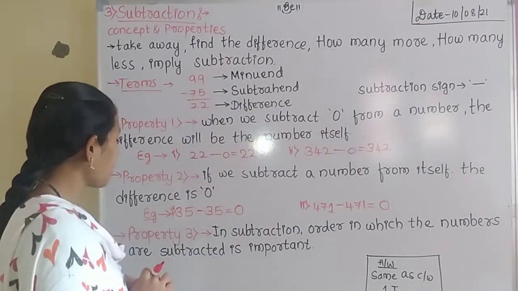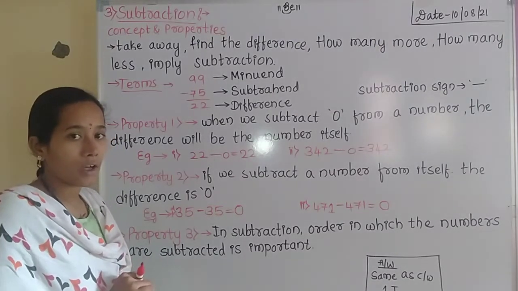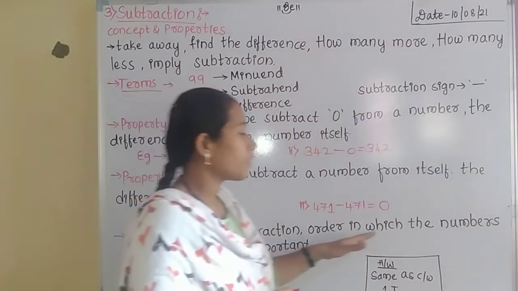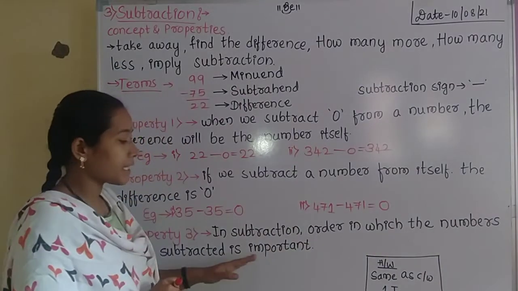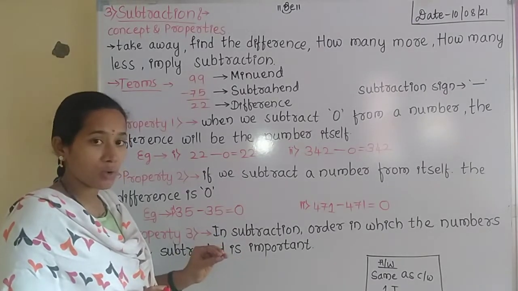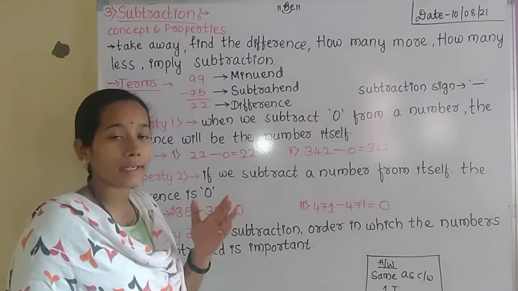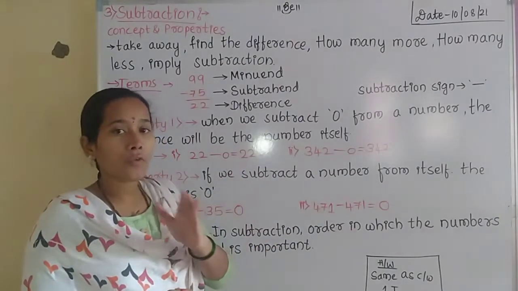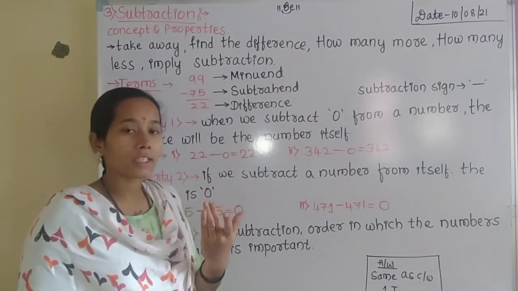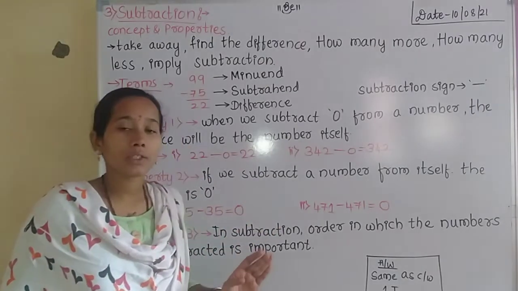Then the third property is the most important property, related to the order of the terms of subtraction. See, property 3: in subtraction, the order in which the numbers are subtracted is important. Okay, in subtraction only, but not in addition. In addition, the order property holds good. You already know that one: 3 plus 4 is equal to 4 plus 3. When we change the order, we get the same sum on both sides. That is the order property. There it holds good, but in subtraction it does not hold good.